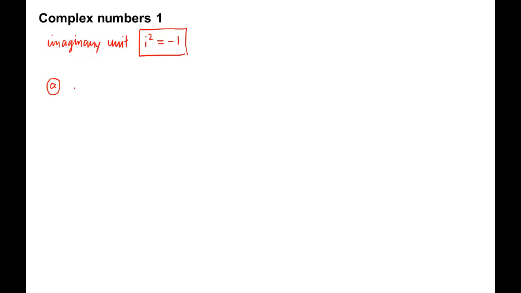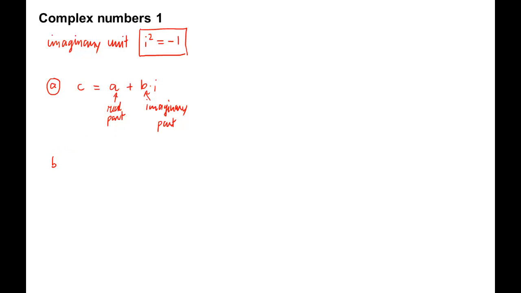First, the complex number c can be written as a direct sum of a real part and an imaginary part, a plus b times i. a is the real part and b is the imaginary part. Both a and b are real numbers, and i, of course, is the imaginary unit.